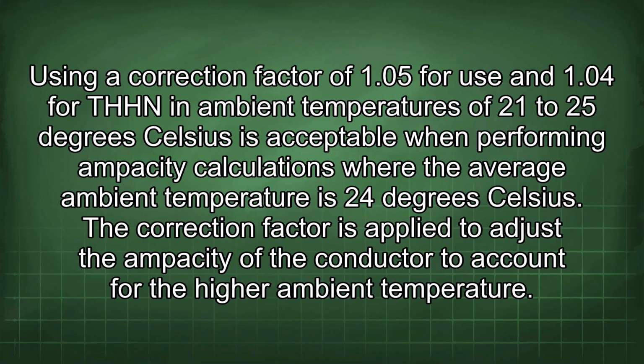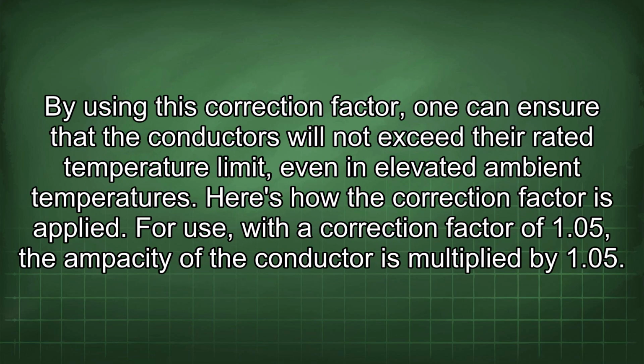Using a correction factor of 1.5 for USE and 1.4 for THHN in ambient temperatures of 21 to 25 degrees Celsius is acceptable when performing ampacity calculations where the average ambient temperature is 24 degrees Celsius. The correction factor is applied to adjust the ampacity of the conductor to account for the higher ambient temperature. By using this correction factor, one can ensure that the conductors will not exceed their rated temperature limit, even in elevated ambient temperatures. Here's how the correction factor is applied.